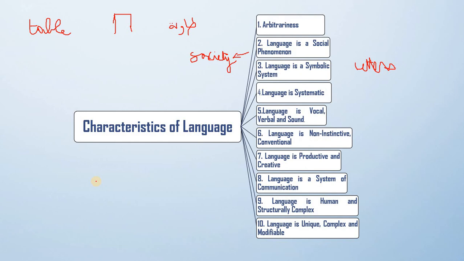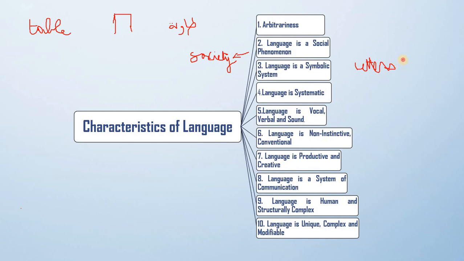So p, b, d, k are all symbols that are oral, and letters that are written. So each language has its symbolic system, and language is systematic. Normally each language has its own rule.